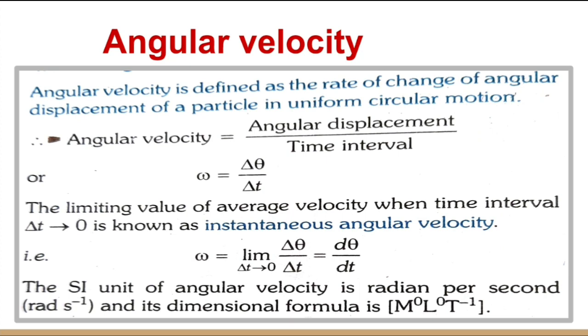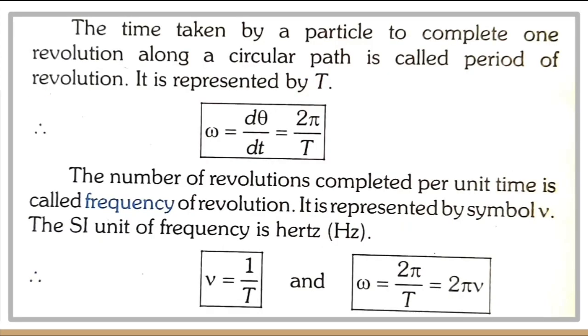Now, angular velocity is also called angular frequency. So, in circular motion, both the terms are the same. That means angular velocity and angular frequency. Both are represented in the unit radian per second. Both are the same. That is the case.